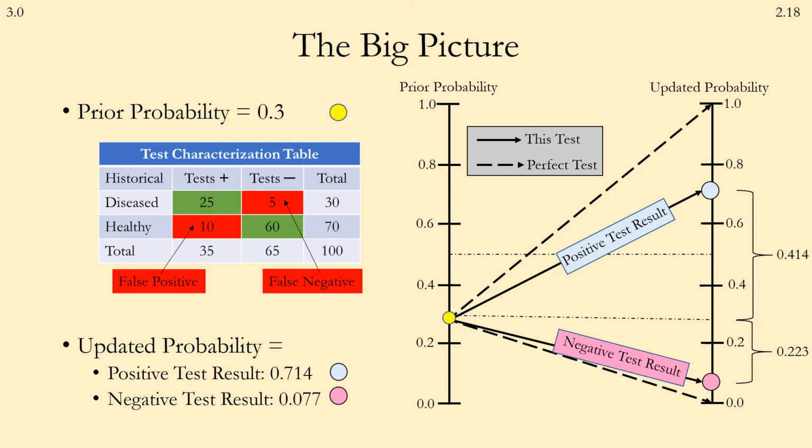Now there's a couple of other things we could look at. The test is asymmetric, and by that we mean when we had a positive test result, we increased from 0.3 to 0.714, so we went up by 0.414. On the other hand, when we had a negative test result, we went down from 0.3 down to 0.077, a decrease of 0.223. So notice that the positive test result increased much more than the negative test result decreased. And that is a reflection of the fact that we had different numbers in the false positive box and in the false negative box.